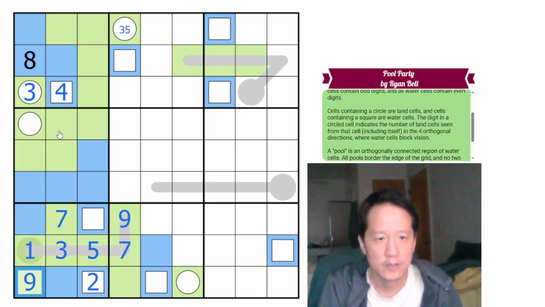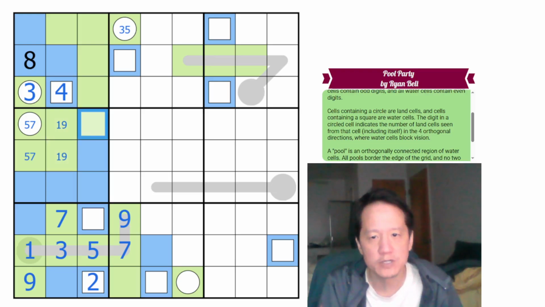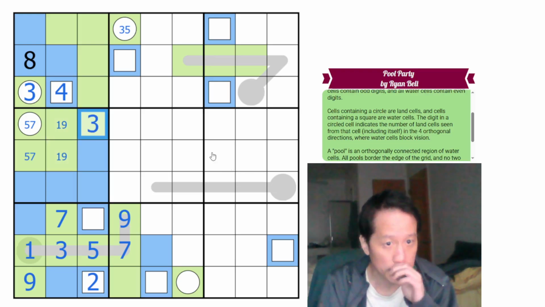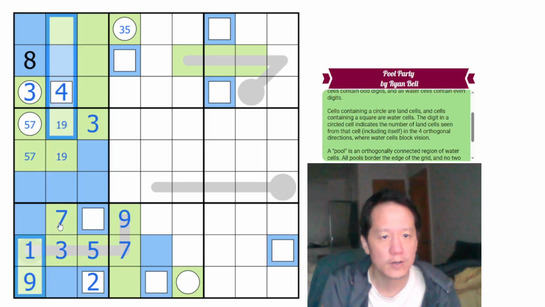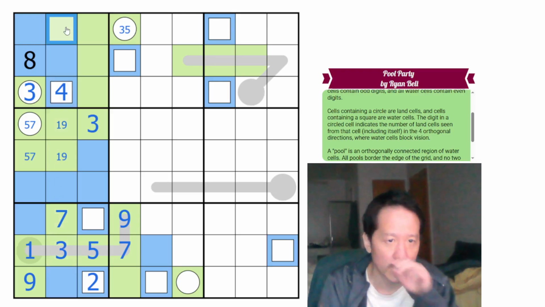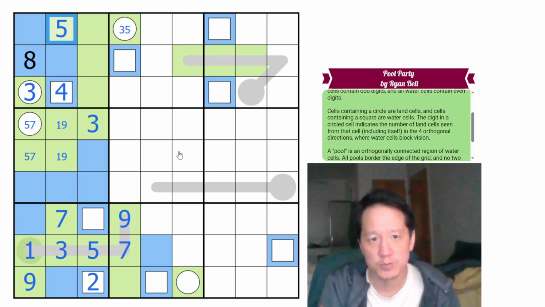The remaining digits here are 5 and 7. Well, this can't be 5 or 7 because of the 5, 7 pair in the box. So this is 1, 3, or 9, but this can't be 3, so these are 1 and 9, which makes this a 3. We have a 1, 9 pair and a 3, 7 pair in column 2, which eliminates 1, 9, 3, and 7 from the odd box, which makes that a 5.